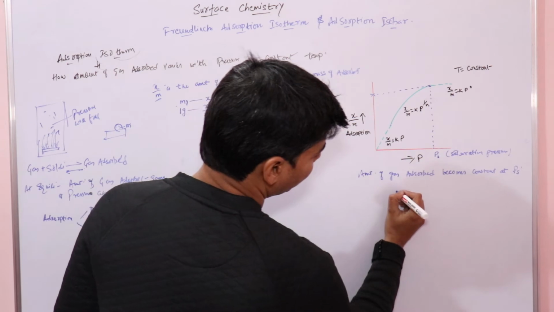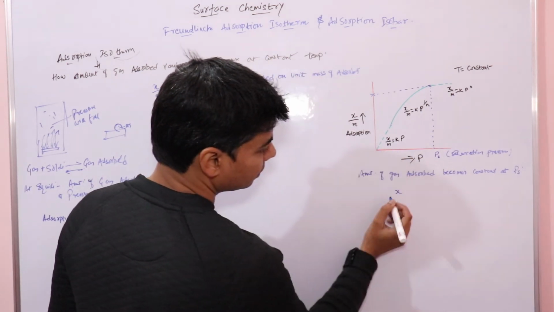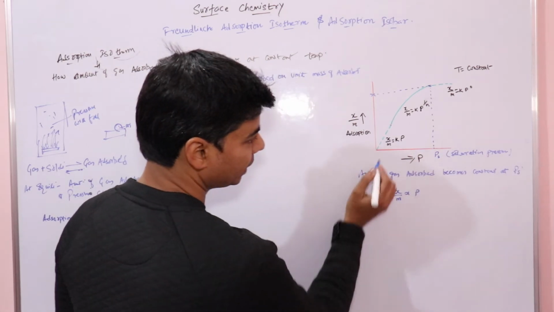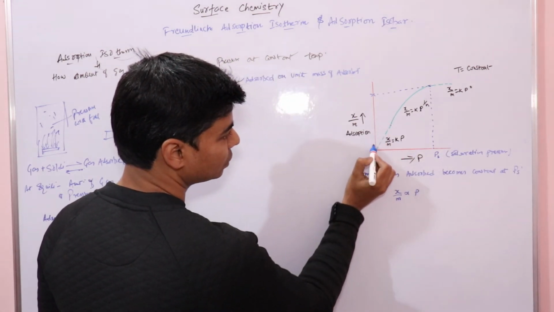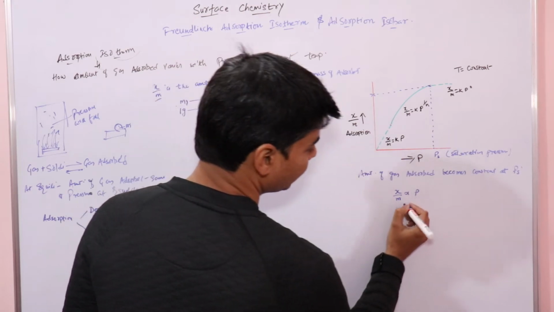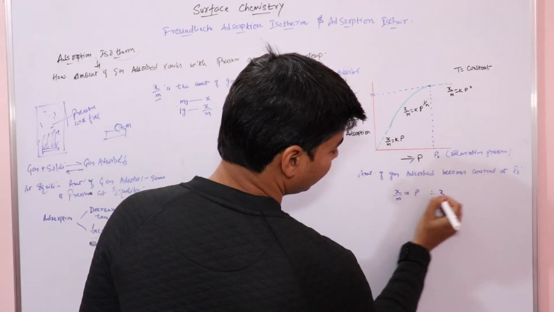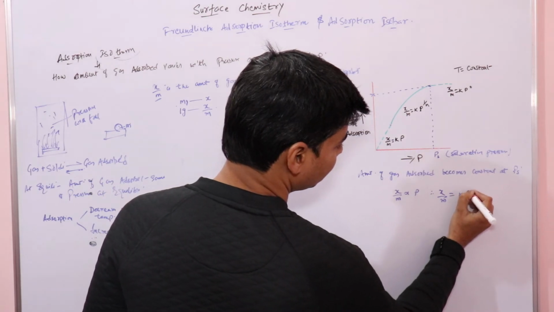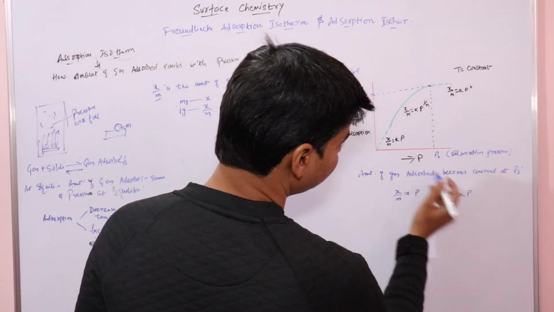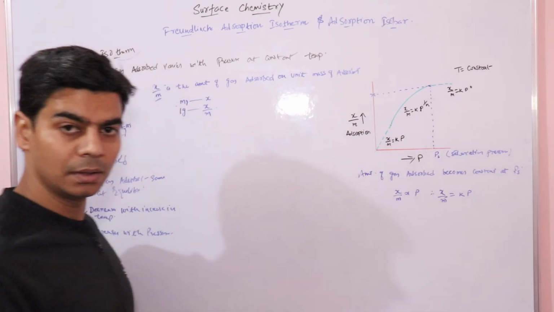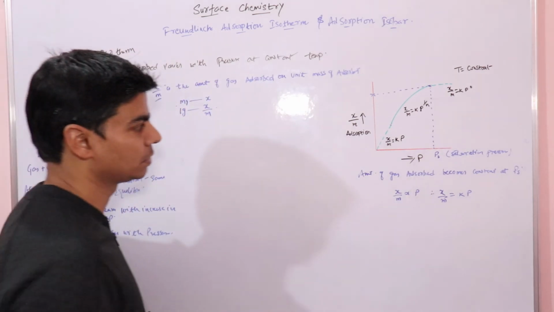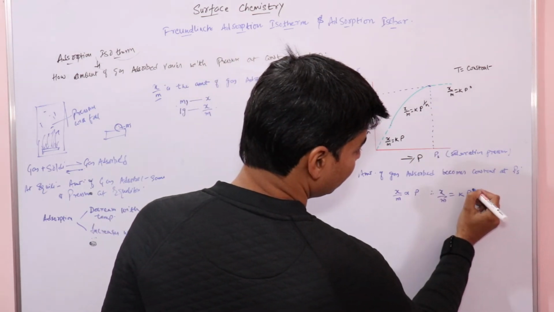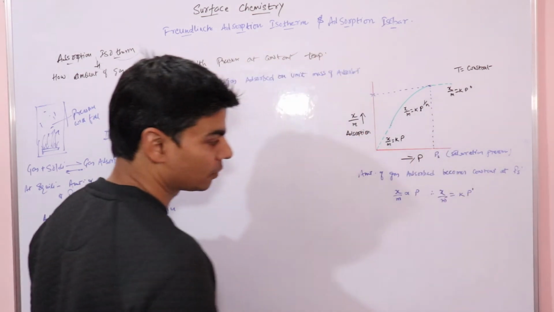So in the beginning, the amount of gas adsorbed is directly proportional to pressure. It's increasing with pressure. Therefore, if I remove this sign of proportionality, I'll put K. This is the relationship that holds in the beginning of the process of adsorption, and here the power of P is 1, P to the power of 1.